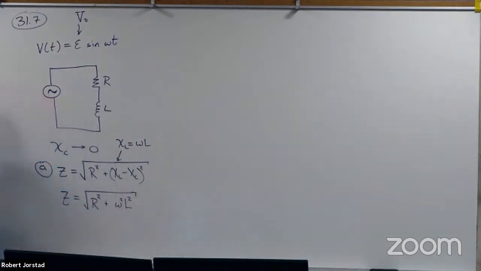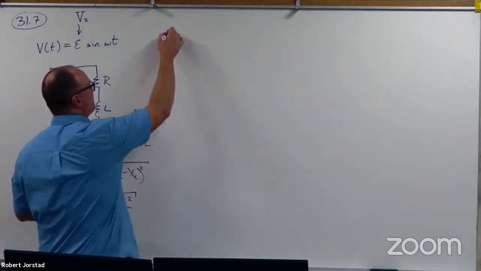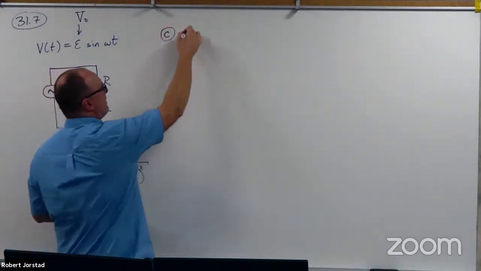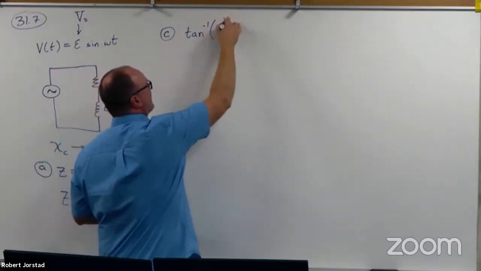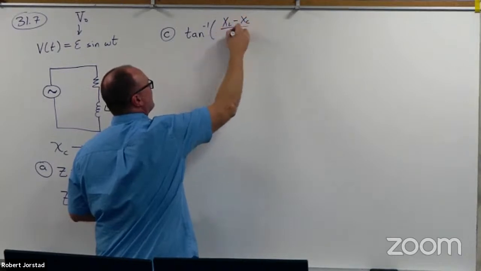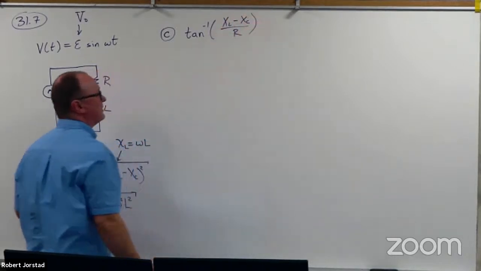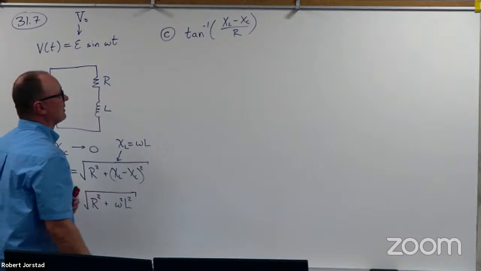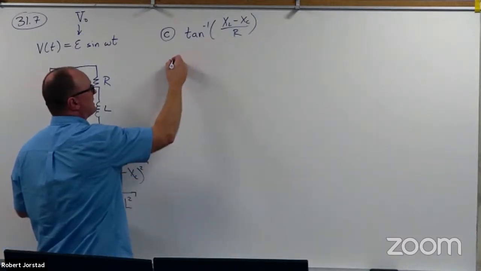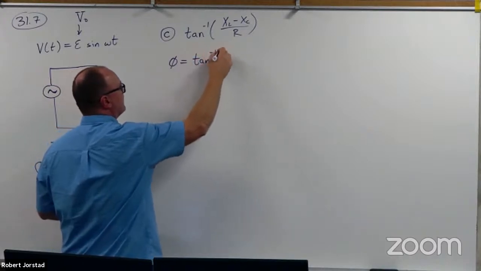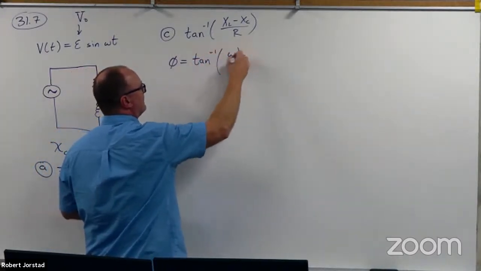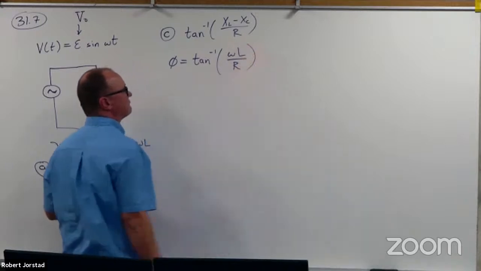We get that formula. Now, I'm actually going to do the next two parts out of order, just because you'll see why in a second. I'm going to skip to part C. If I want to get the phase angle, that's tangent inverse of X sub L minus X sub C all over the resistance. I'm using the formulas on the back of the book, okay? Well, in this case, phi is equal to tan inverse of omega L divided by the resistance. That's it.